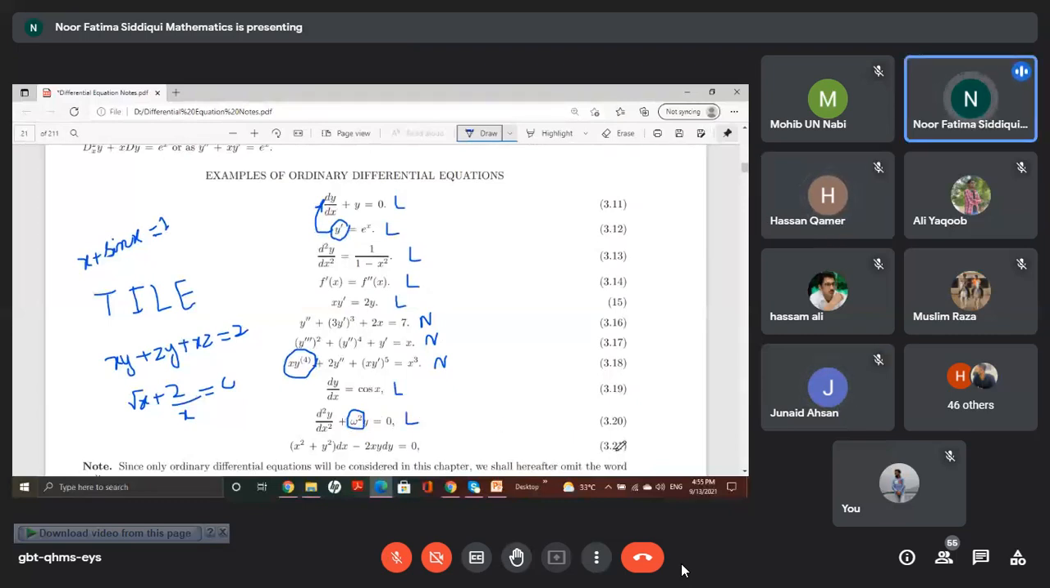And what about 3.21? 3.21 is non-linear, because both variables have power square. If you observe the term minus 2xy dy, here x and y appear as a product, but x is independent. But this one is non-linear because of the presence of y square. Y is the dependent variable, we have a square on it, so it is a non-linear equation.